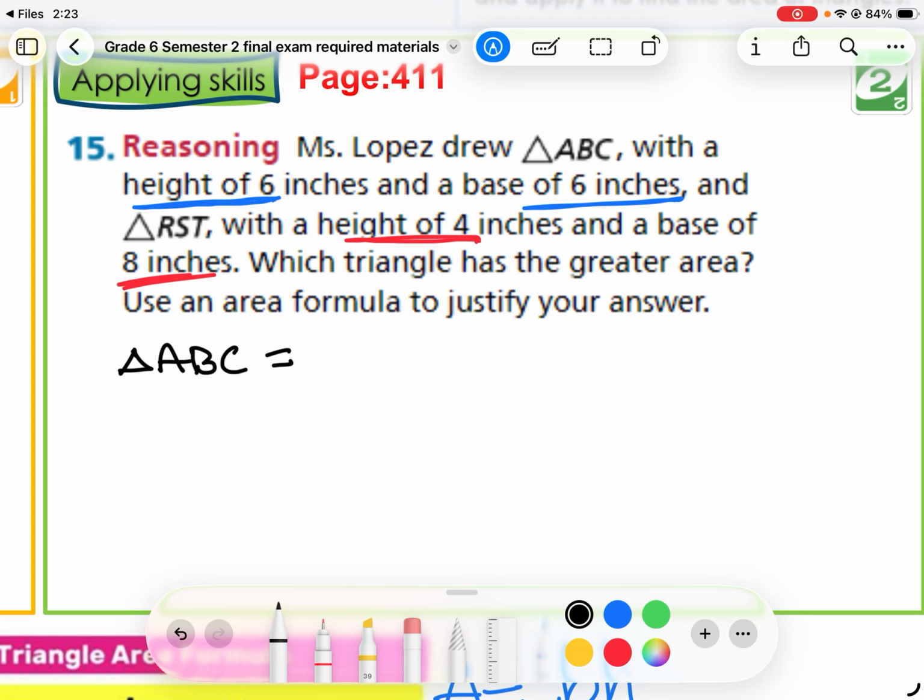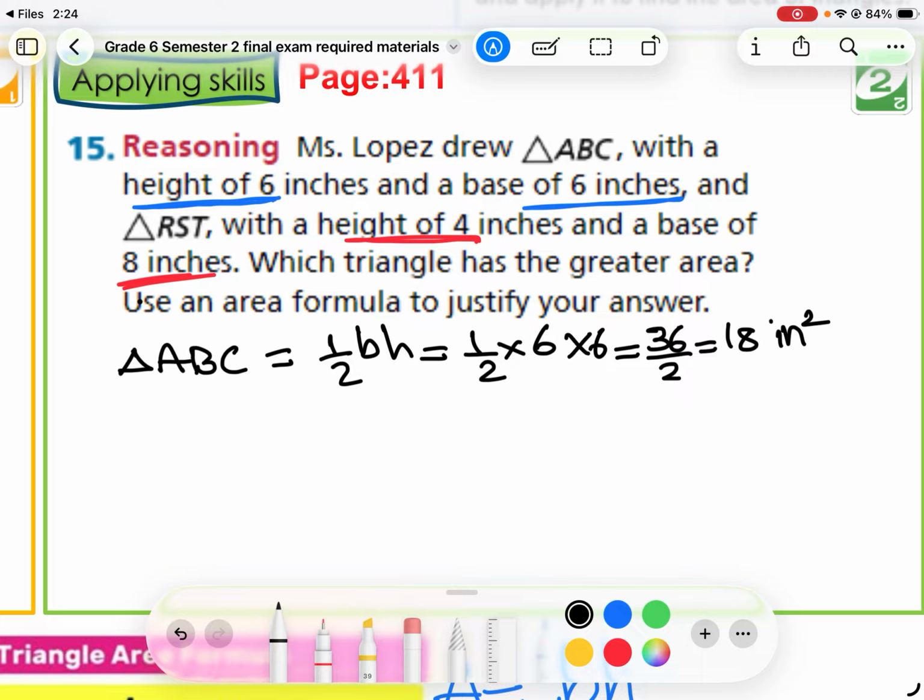Again, sometimes the dimensions of the triangles are given to you as a written word problem. They're not giving you the shape with the dimensions on it; they're giving it to you in words. So we will apply the formula half times base times height. For the first triangle, the base is 6 and the height is 6. That will be 6 times 6, 36. And 36 divided by 2, that will be 18 inch squared. Okay, that's it.